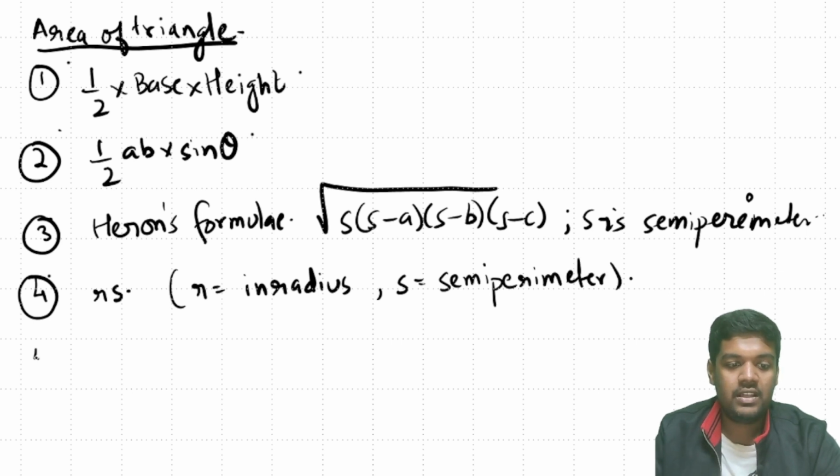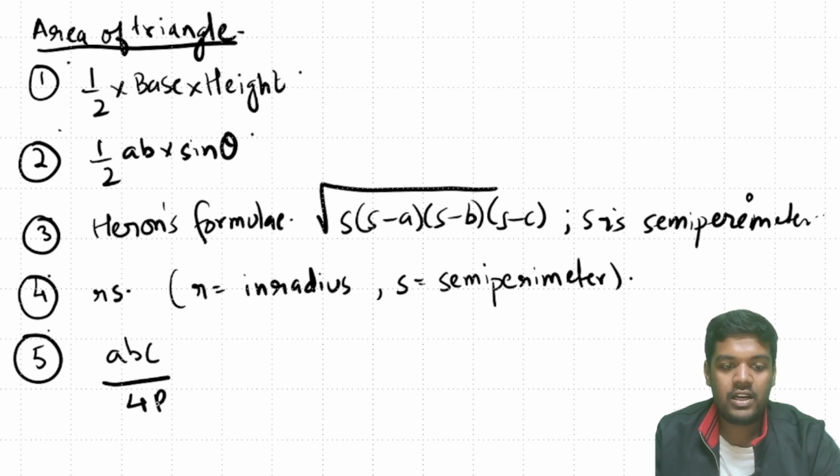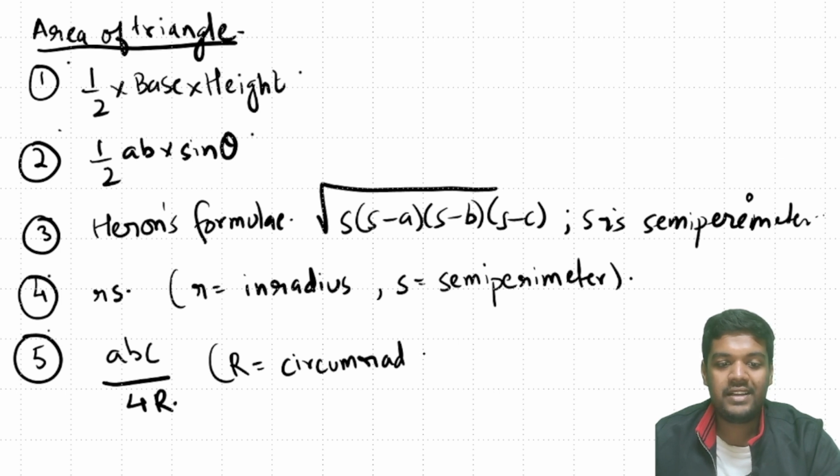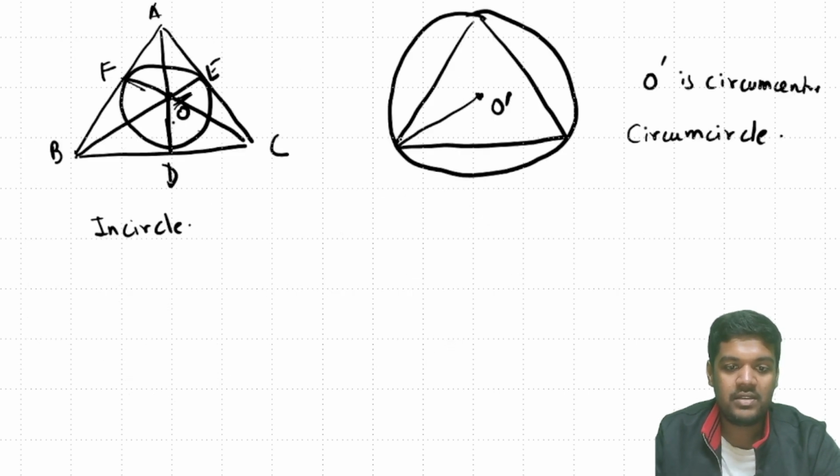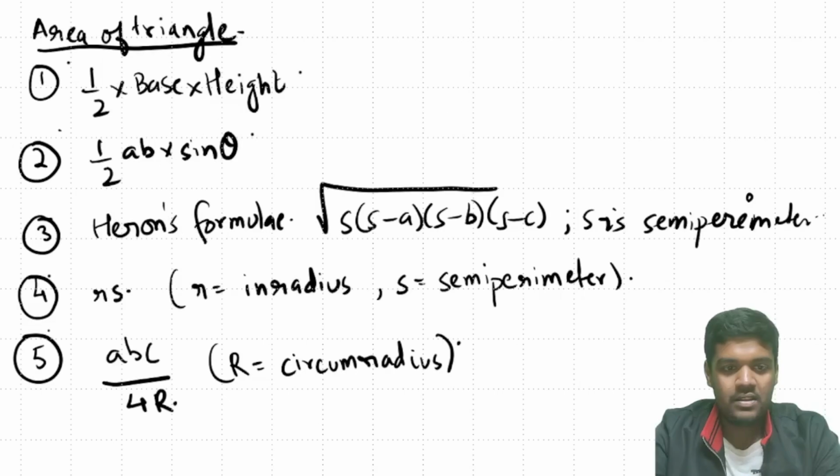Right. Fifth is area equals ABC by 4R, where capital R is my circumradius. जिस तरह एंगल बाइसेक्टर का जो इन रेडियस हम निकाले थे, उसी तरह सर्कम सेंटर में से सर्कम रेडियस आएगा. सर्कम रेडियस आपका हो गया इस तरह से, this is my circumradius. Right. So I call these 5 formulas the Super 5 formulas.